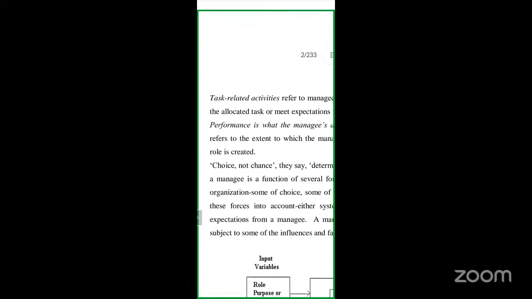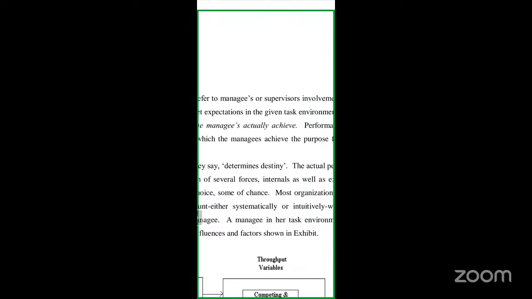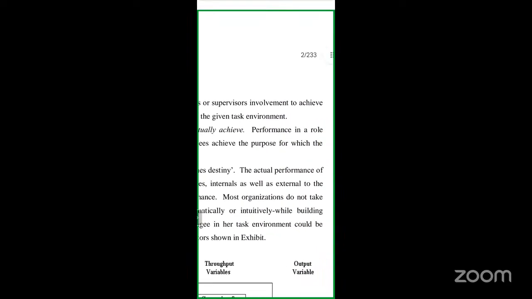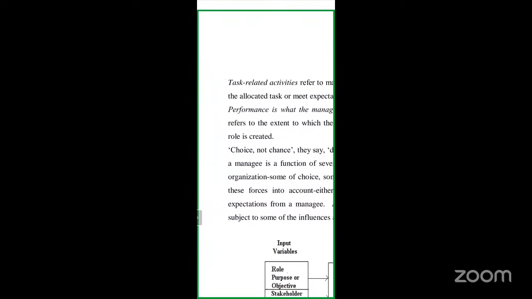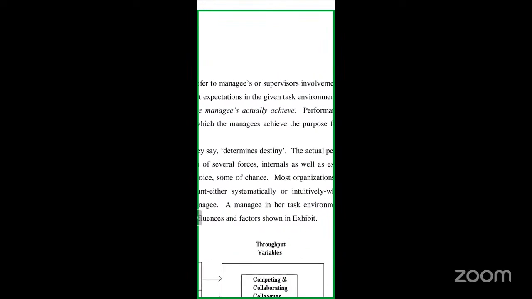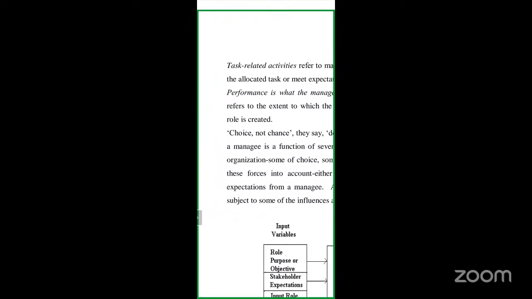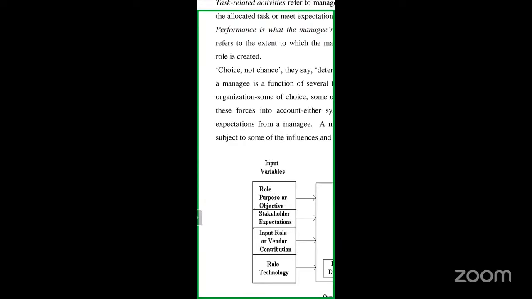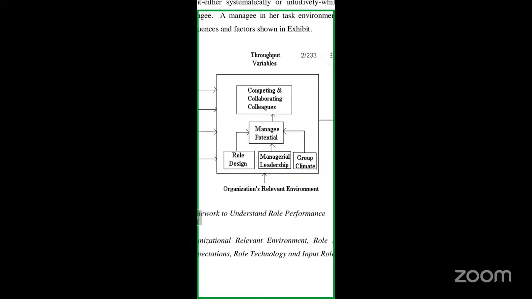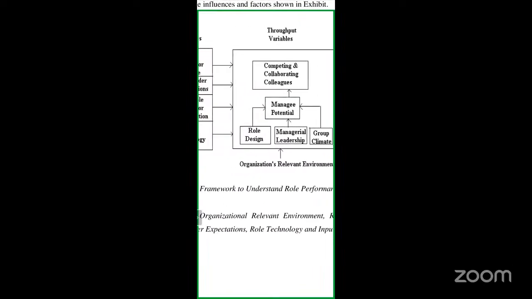In general, we can say that performance is what the managers actually achieve. The output what we get or the task output what we get is the performance or the motto of the task. Performance in a role refers to the extent to which the managers achieves the performance for which the role is created. First, we have to create a role. For that role itself, we have to achieve the performance. So we will be seeing the management means what are the activities we have to do in order to achieve our performance. This is the framework of understanding the role of performance.